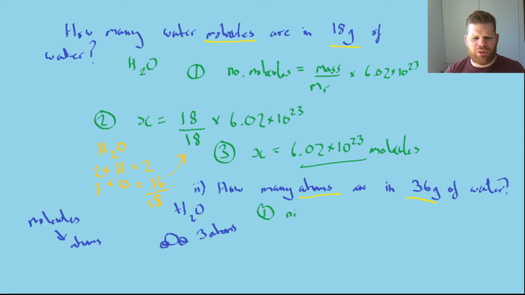So the number of molecules is going to equal, and we're going to use this calculation the same as we used in the first question, slightly different numbers, so it's 36 divided by 18 multiplied by 6.02 times 10 to the 23. Now this is going to tell me the number of molecules, so I just have to do the maths behind that. It's 6.02 times 10 to the 23 multiplied by 2, which is 1.204 times 10 to the 24 molecules.